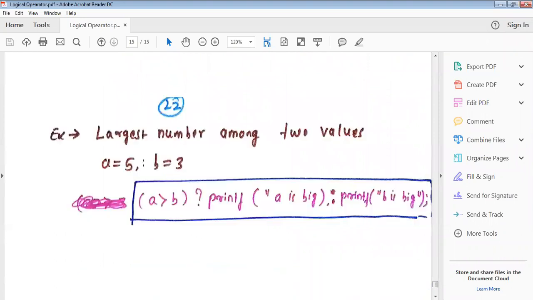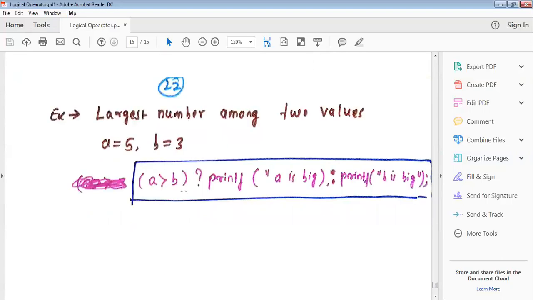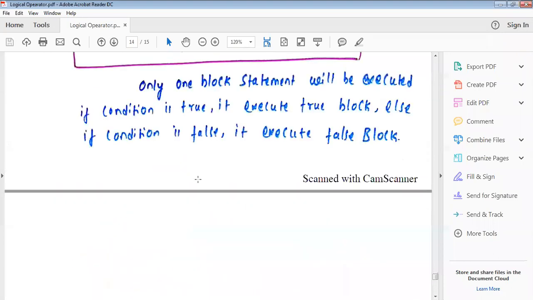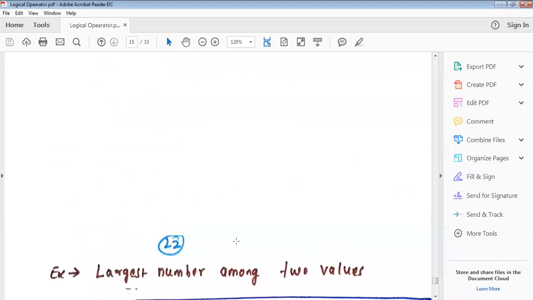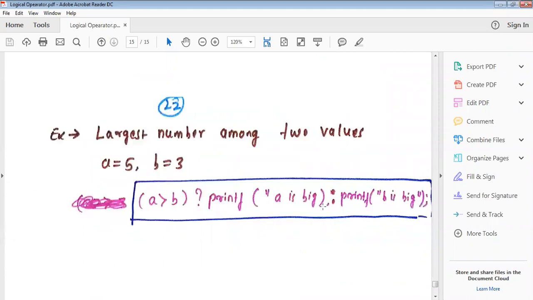This is one example to find the largest number among two values. Take the example a is equal to 5, b is equal to 3. Apply the condition. What is the syntax? Here you write the condition a greater than b, then the question mark, then the true block statement: printf a is big. Then the colon, and the false block statement: printf b is big.